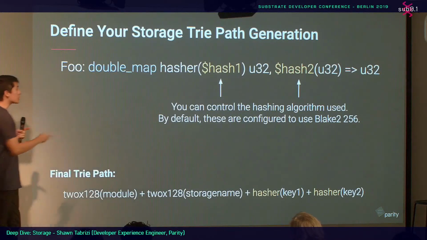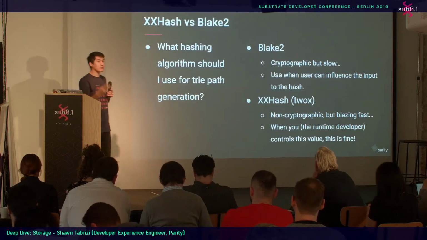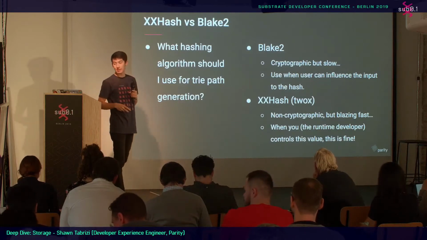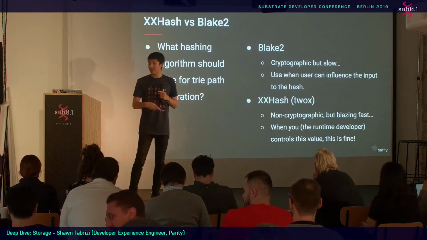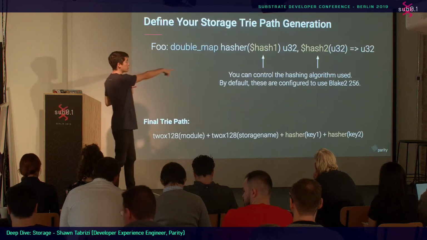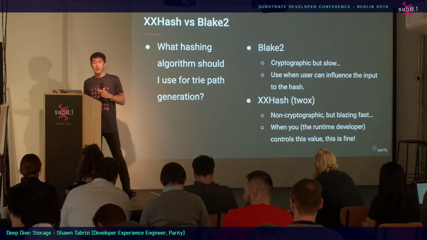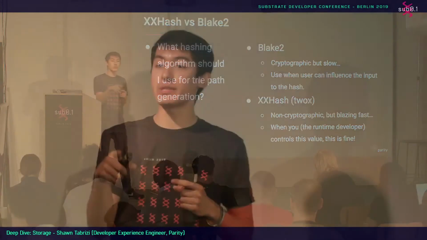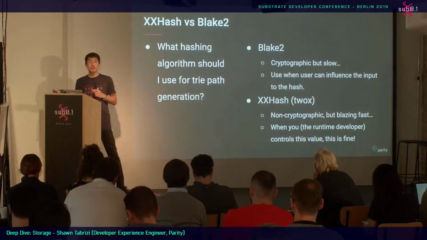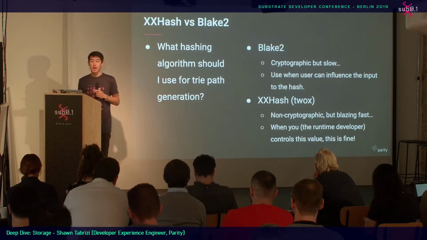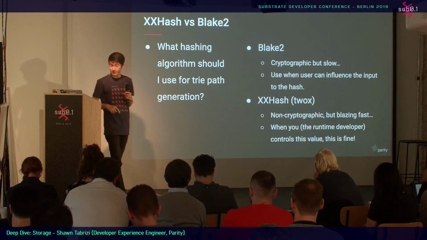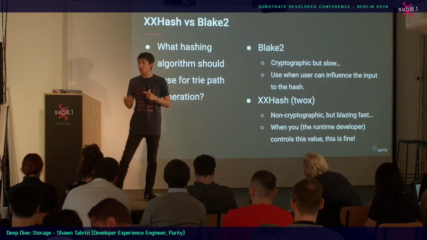So what hashing algorithm should you use for generating these tree paths? By default we use Blake2 256. Blake2 is a cryptographic hashing algorithm, but it's quite slow. It's important to use this kind of algorithm when the user can influence the input of your hash. If the user cannot influence the input, you can use a non-cryptographic but very fast hashing algorithm like XXHash or Twox. This is really useful when you, the runtime developer, control the value.